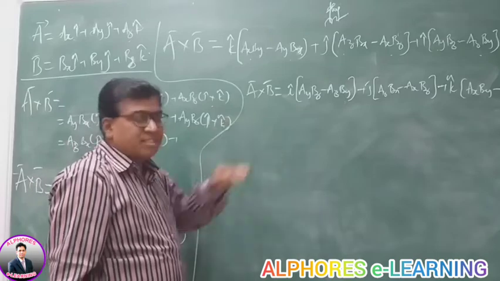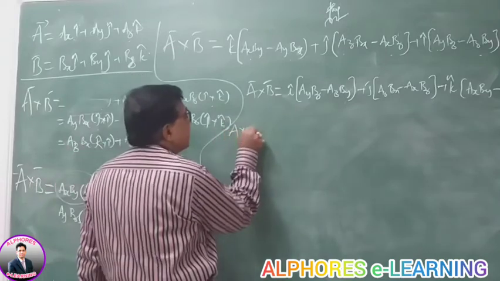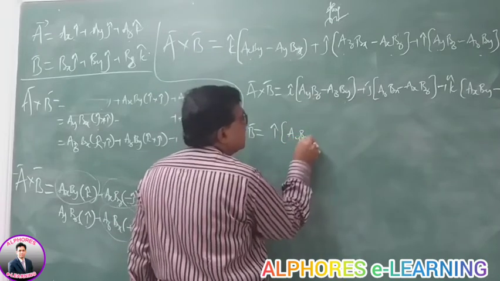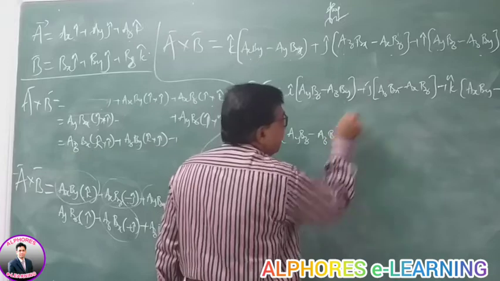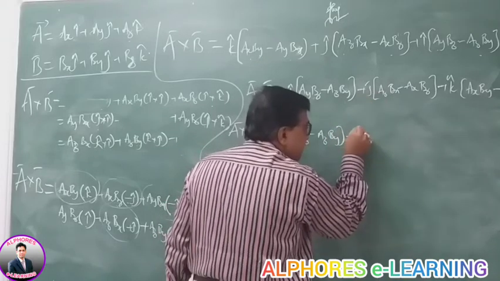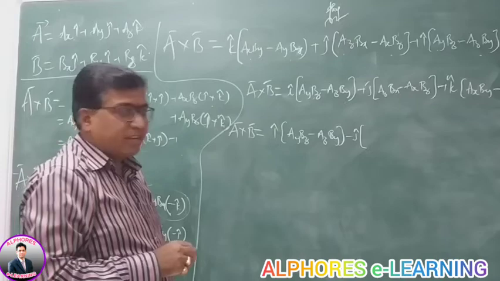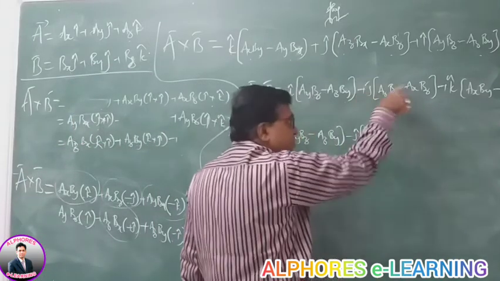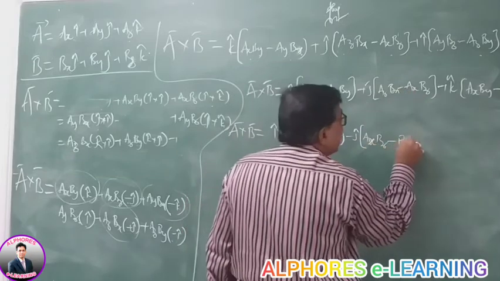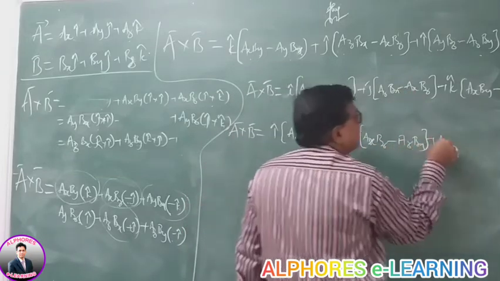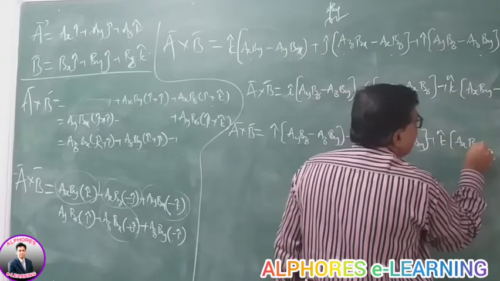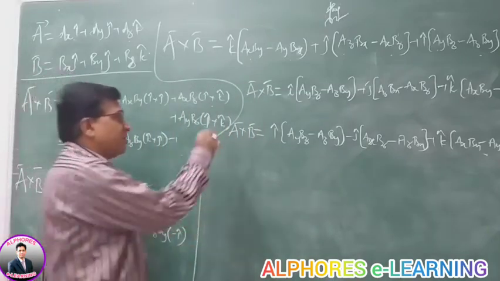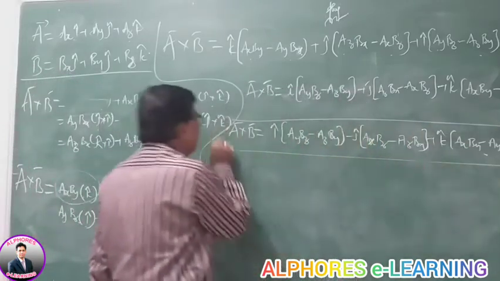You can simplify this further. You can even write it like this: a cross b is equal to i cap times ay bz minus az by. Here, instead of taking plus j, let's take minus j. If I take minus j, then it is ax bz minus az bx, plus k times ax by minus ay bx. So this is the cross product of two vectors.